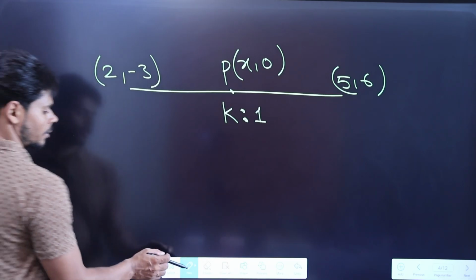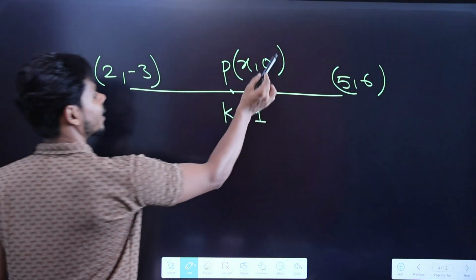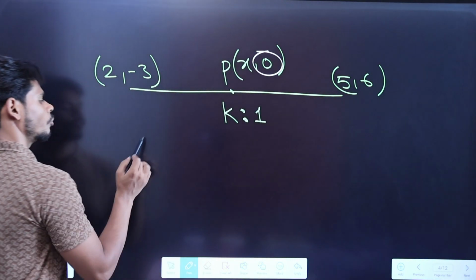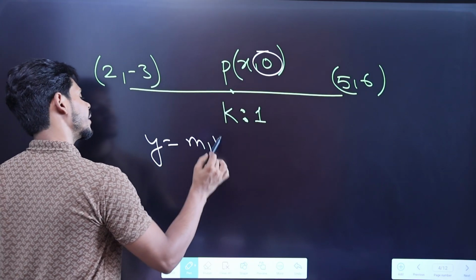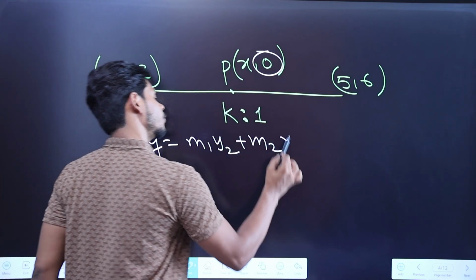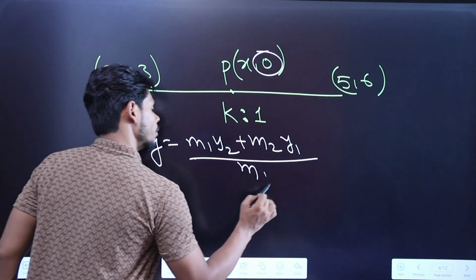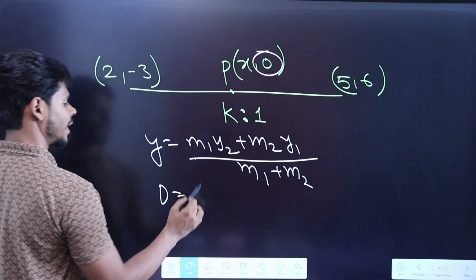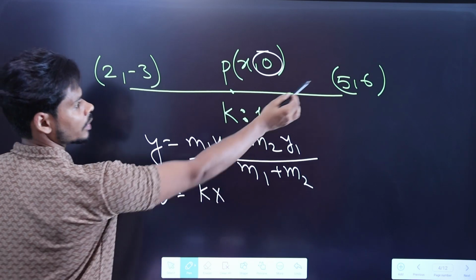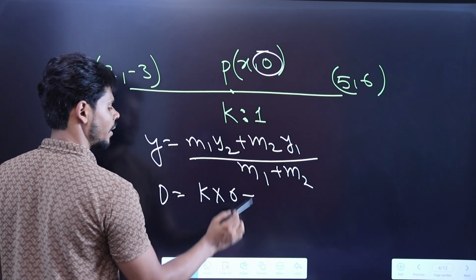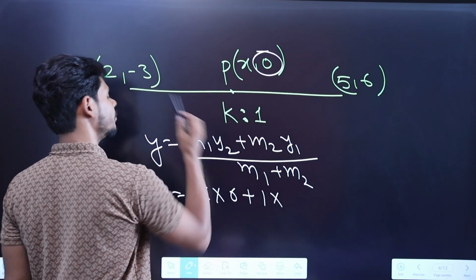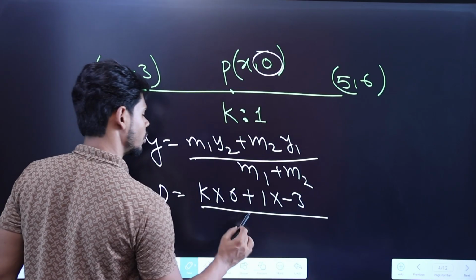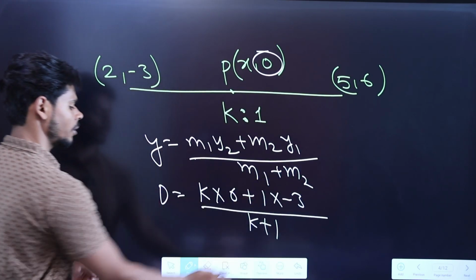Okay, let's apply the formula. Again you are going to apply the formula for y, because we know the value of y. So y is equal to, again and again try to write the formula. Just substitute the values, it will be 0. M1 is k over here, y2 is 6, plus M2 is 1 into y1 which is negative 3, divided by M1 plus M2, so it will become k plus 1.